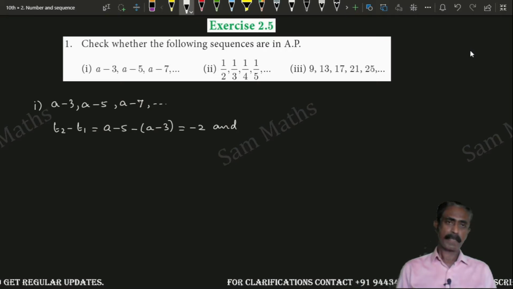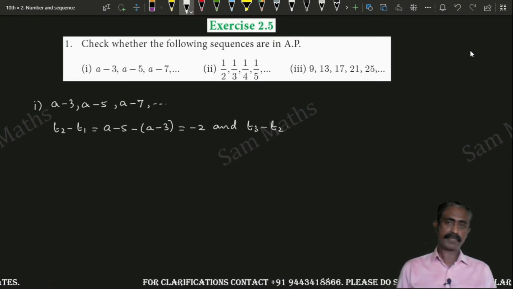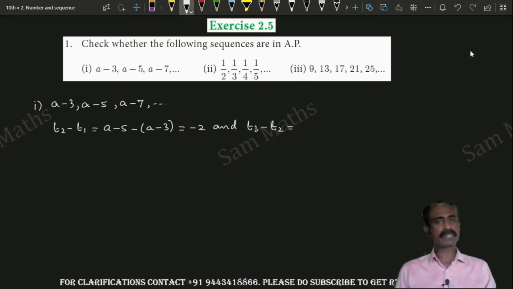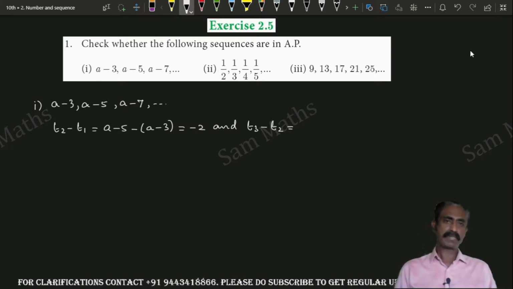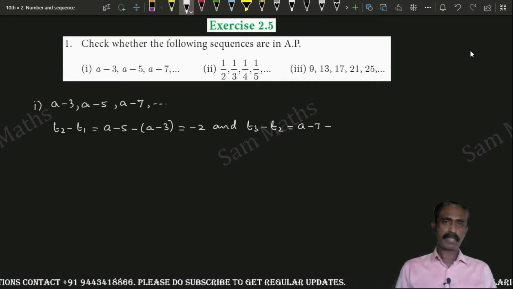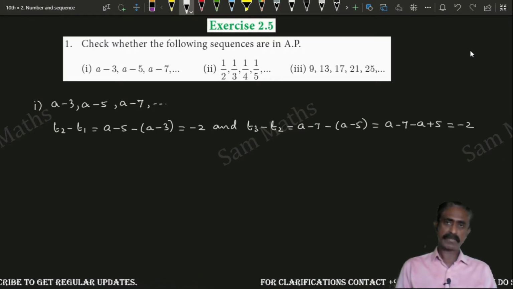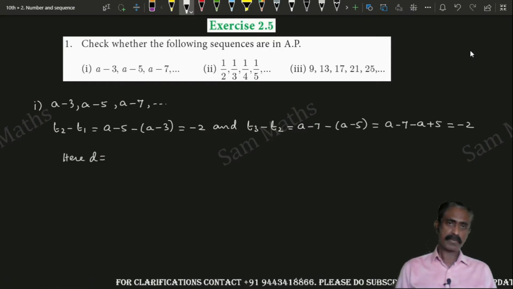And third term minus second term. You have to take the consecutive terms. You have to consider the consecutive terms. T3 minus T2: A minus 7 minus (A minus 5), which is equal to A minus 7 minus A plus 5, which is equal to minus 2. Here D is equal to minus 2.